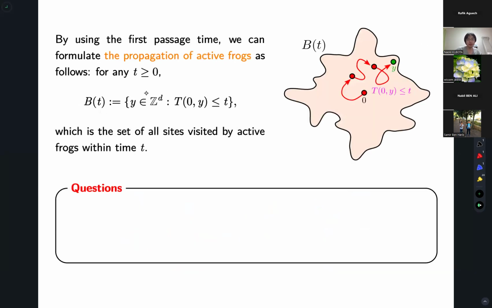So more precisely, by using first passage time, the propagation of active frogs is described as follows. BT is the set of all sites Y whose first passage time is smaller than or equal to T. So BT is the set of all sites visited by active frogs within time T.